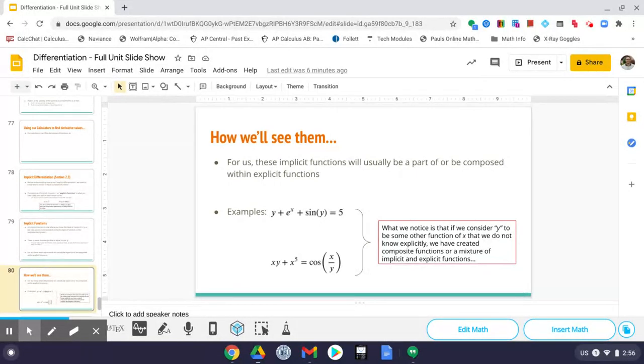So here are two different examples of implicitly defined functions and equations. So that first one I want you to focus on, right? y plus e to the x plus sine of y equals 5. Okay, well, there's some elements there that are very familiar to you, right?